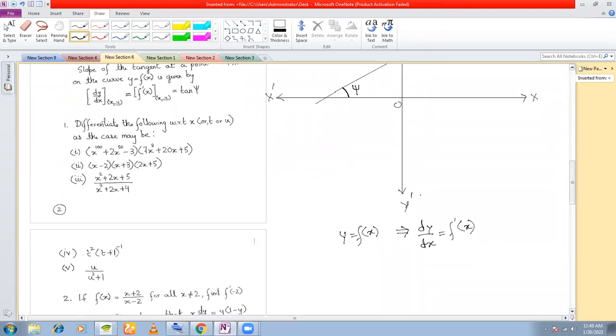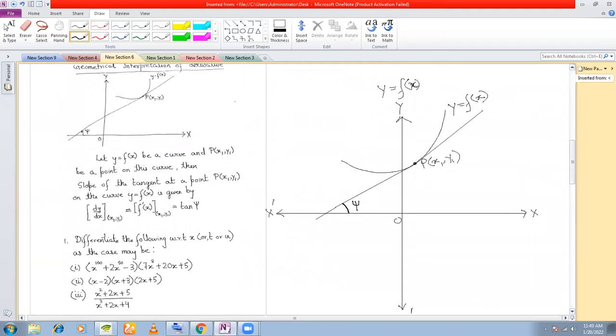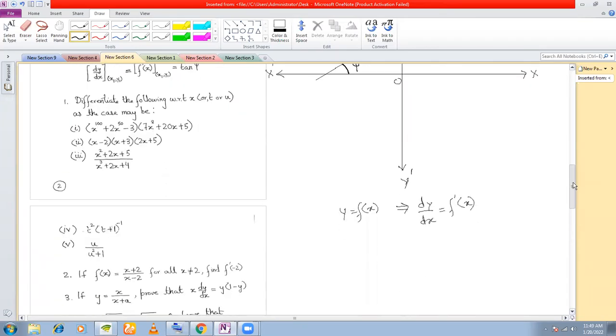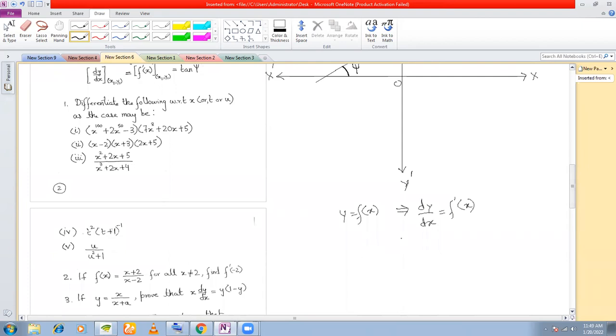Then if I want to find the slope of the tangent, remember the slope of the tangent at this point, because you will have different slopes at different points. If you take another point here, and another point here, you will get different slopes of the tangent. You can draw tangents to all these points, you will get different slopes. But if I want to find out the slope of the tangent at this point, then what I am going to do is find out dy/dx at the point (x1, y1).